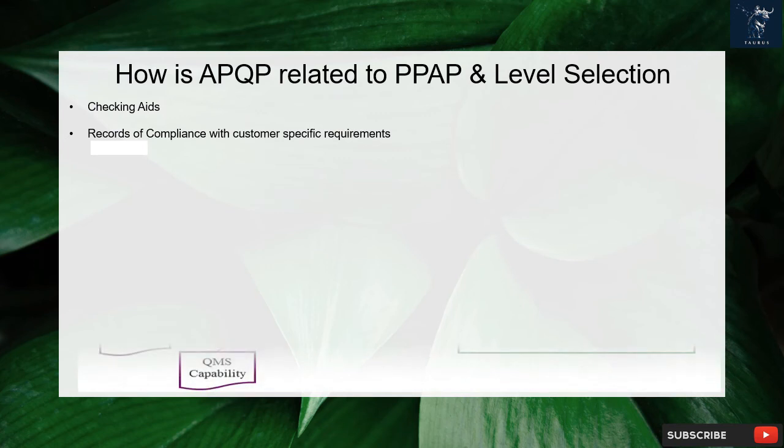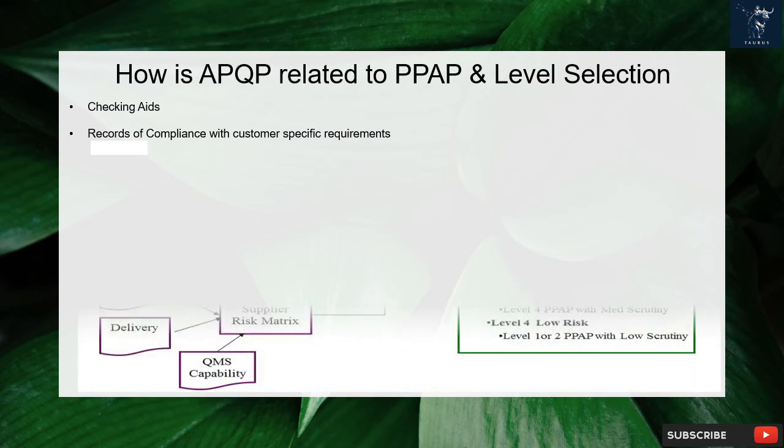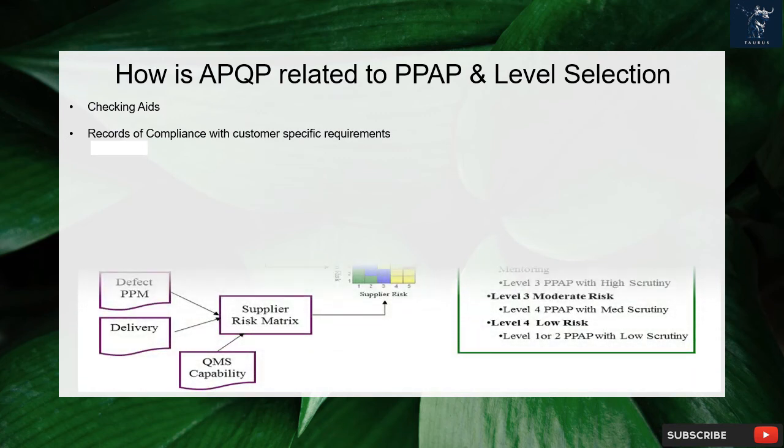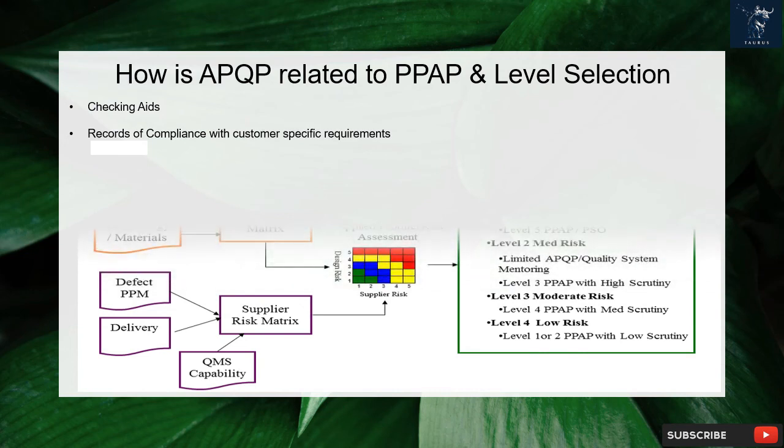How is APQP related to PPAP and level selection? Checking aids records of compliance with customer-specific requirements.